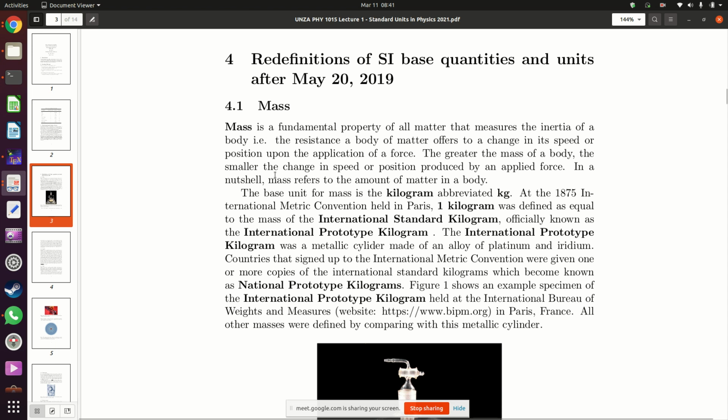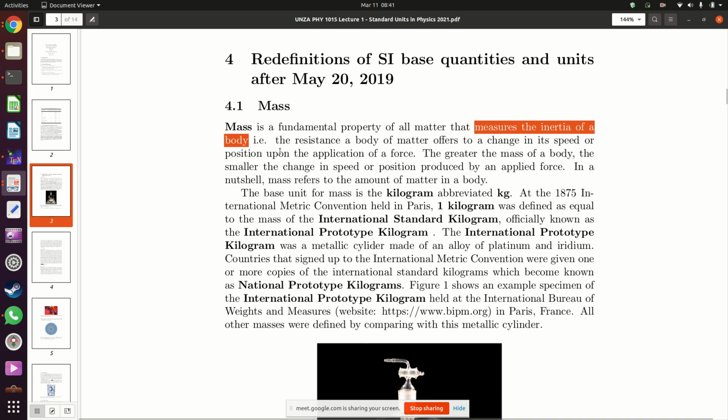So let's start with mass, okay? I know we have got different ideas of what mass is, what we think the mass is, but there is a very, very specific definition of what mass is. Now, mass, nearly every object has got mass. So mass is a fundamental property, okay? And what is it? Well, mass measures something called inertia of a body.